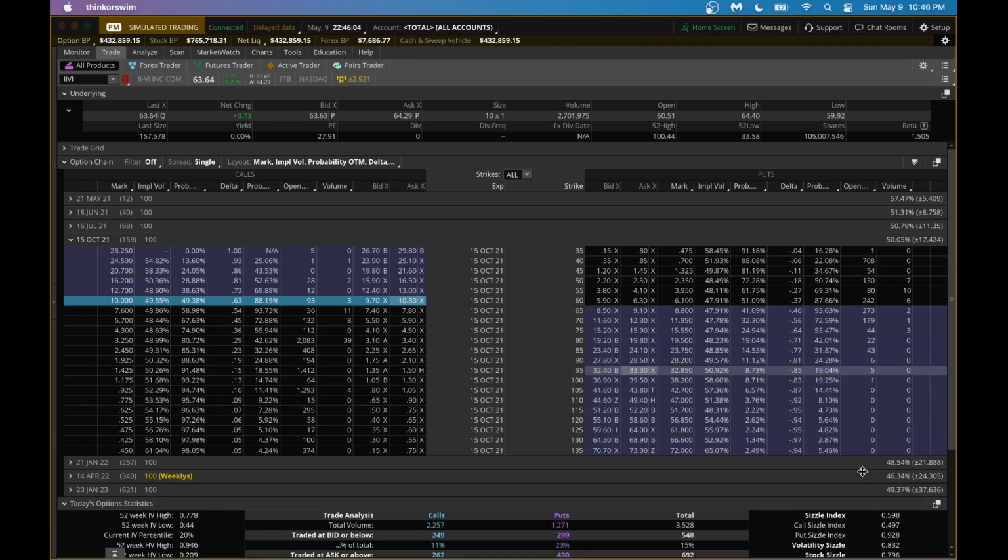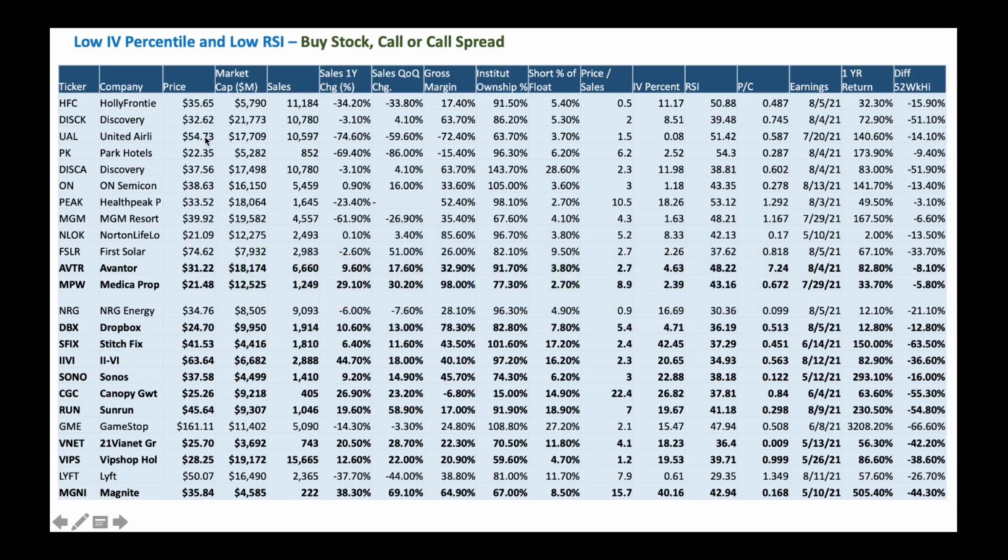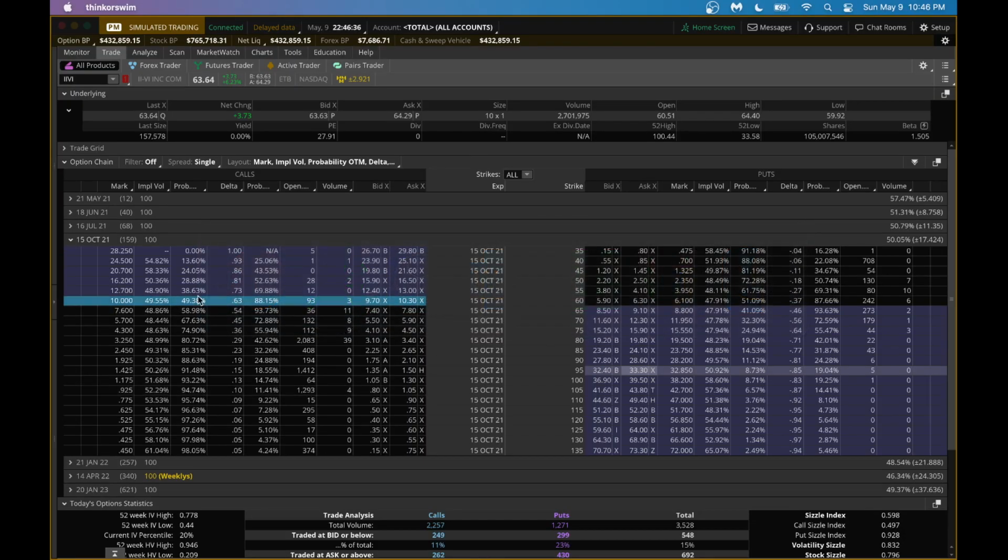And let's maybe look at one more stock in this strategy. Magnite. I also like Magnite. It's a good stock. It's a $35 stock. Let's scan through this a little bit. IV percentile is 40. That's low enough. And RSI is 42. That's also low enough. So you could buy Magnite outright. It's 44% off of its 52-week high. Or if you want to play the options game, you could buy some options also.